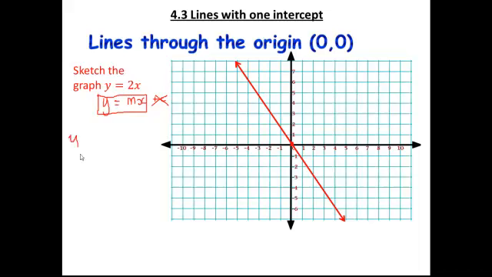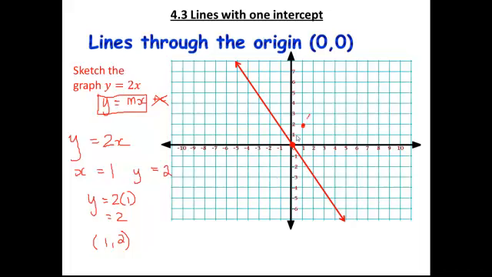So if we want to sketch the graph y = 2x, well, I already know that this graph is going to have to go through the point (0, 0), because the y-intercept is 0. And I just need to find one other point on that line. The easiest thing is just to say, okay, if x is equal to 1, what is y going to be equal to? I can do that by substituting x = 1 into my equation of a line. So y = 2 times 1, which is 2. So another point on that line is the point (1, 2). So let's just plot that, (1, 2). There we go.